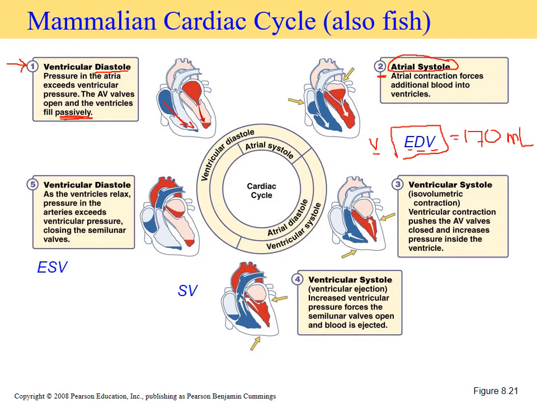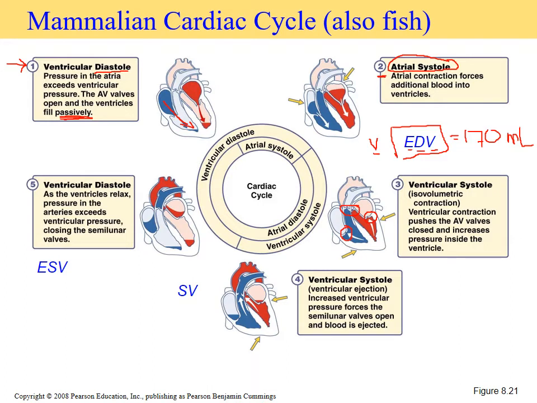So there are a few things that are going to happen. The first thing is you're going to have to close your AV valve, because we don't want the blood to go back into the atrium, right? The pressure in the ventricle at this point is higher than that of the atrium. That's why we're closing the AV valve. But look what's happening with your semilunar valves. They're still closed. Why is that? That's because the pressure in the ventricle is not higher than that of the blood vessels yet.